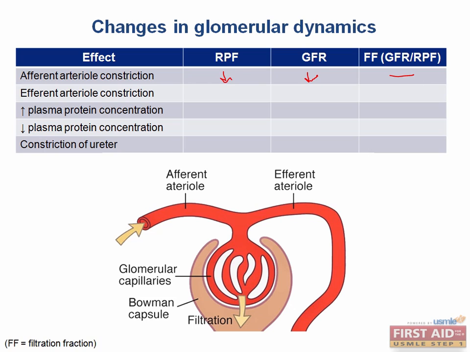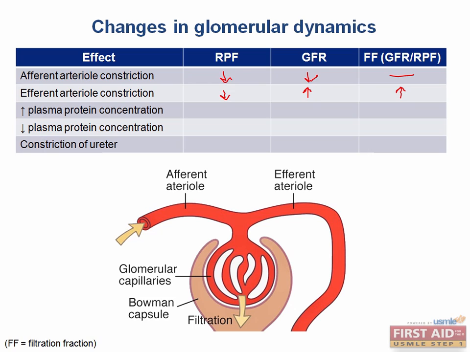Constriction of the efferent arteriole will decrease renal plasma flow, but increase GFR due to the increased hydrostatic pressure. What will this do to the filtration fraction? Well, it'll increase it. What will increasing the plasma protein concentration have on renal plasma flow?